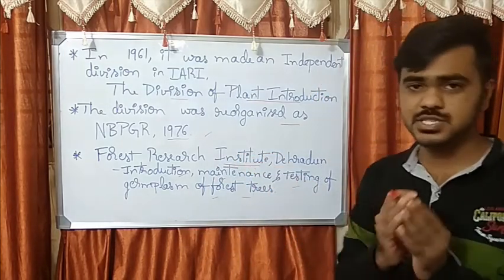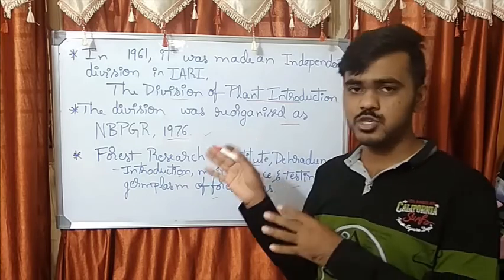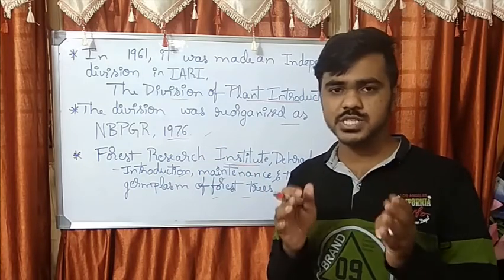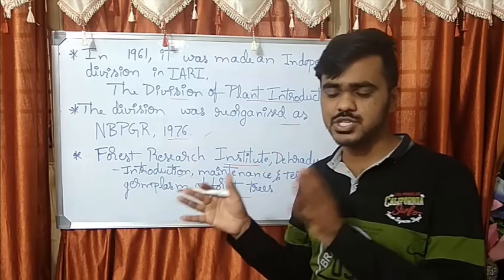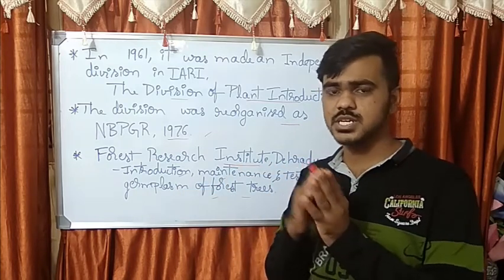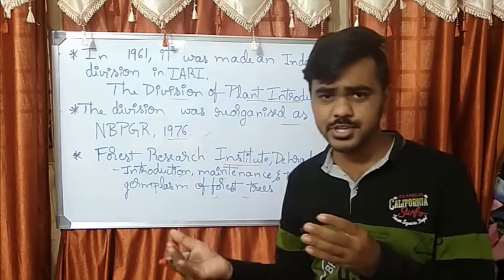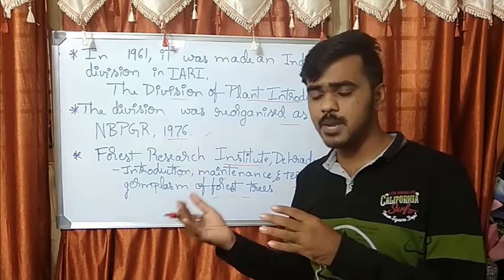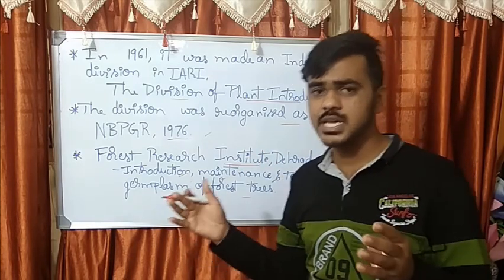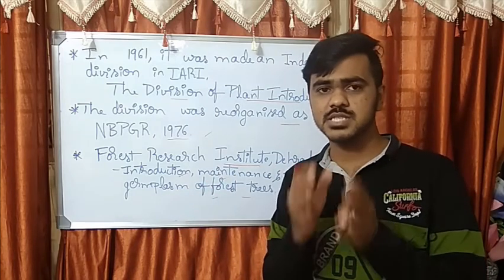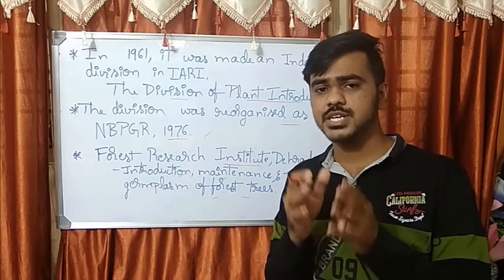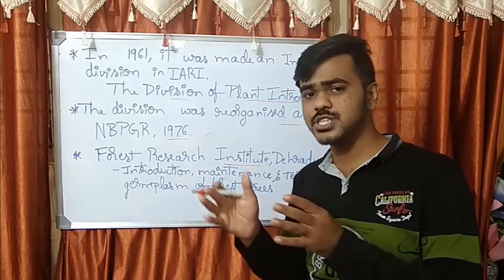Let's just take a glance at NBPGR. First, in 1946, it was introduced as a scheme, the plant introduction scheme. Later it was taken under the botany division, and in the second five-year plan this scheme was elaborated, in 1956, and the scheme was known as the Plant Introduction and Exploration Organization.